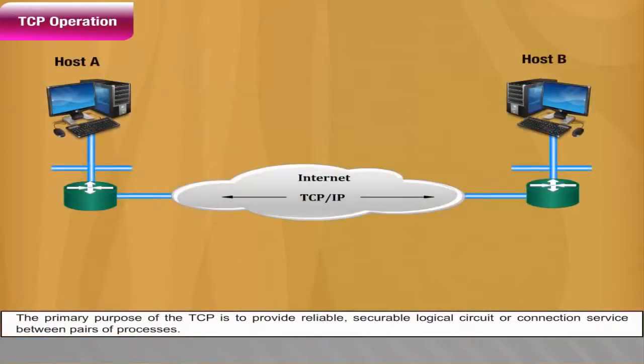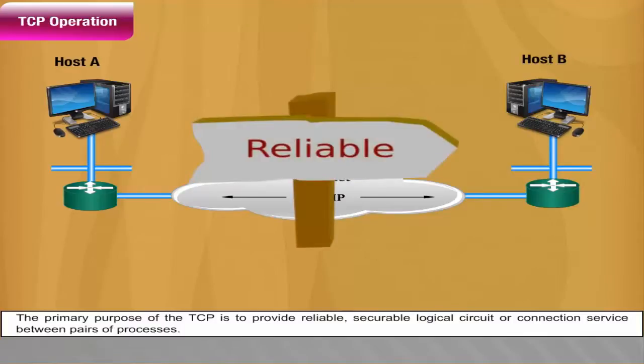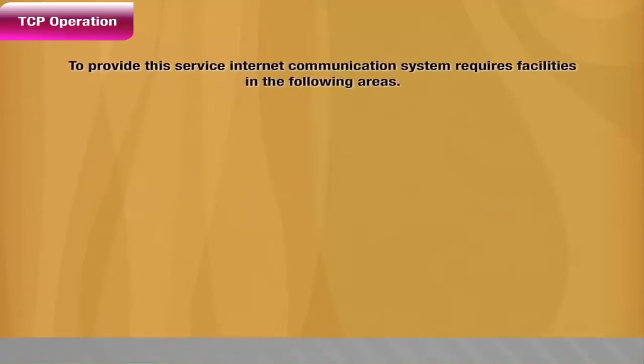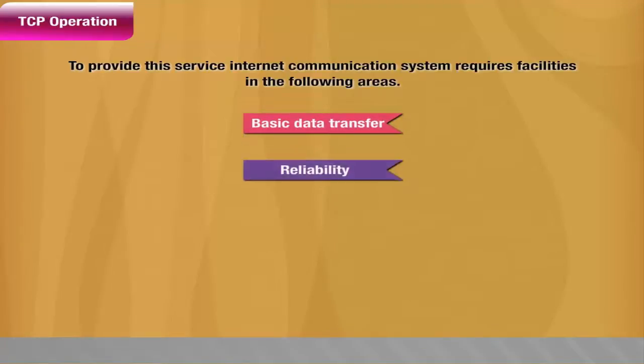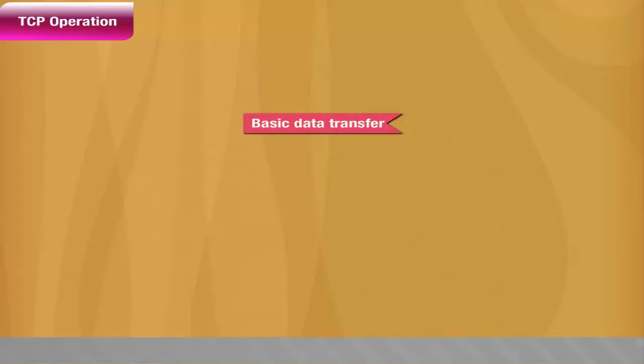The primary purpose of the TCP is to provide reliable, securable logical circuit or connection service between pairs of processes. To provide this service, the Internet Communication System requires facilities in the following areas: basic data transfer, reliability, flow control, multiplexing, and connections. Basic data transfer.